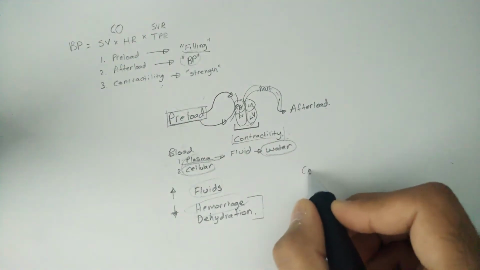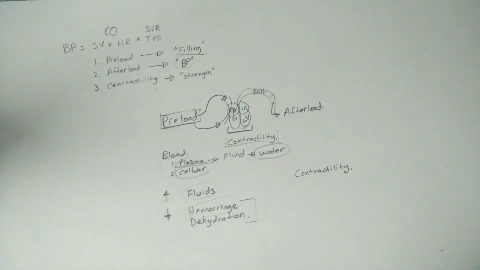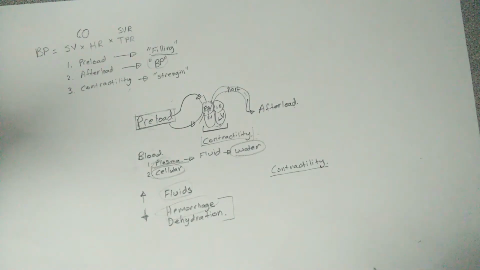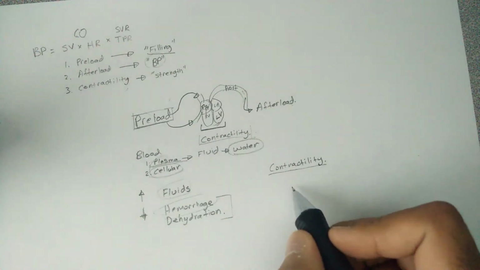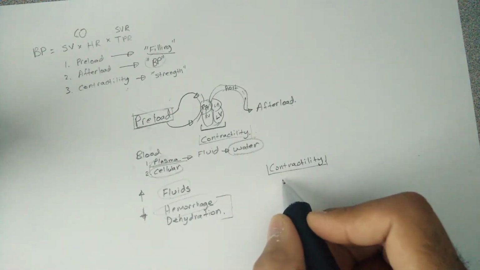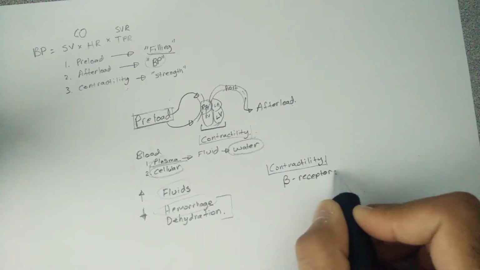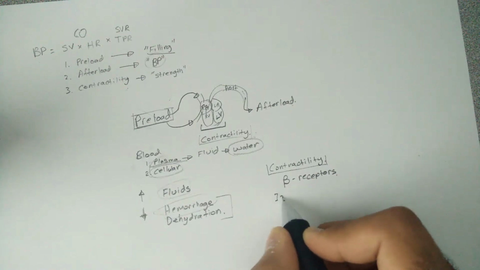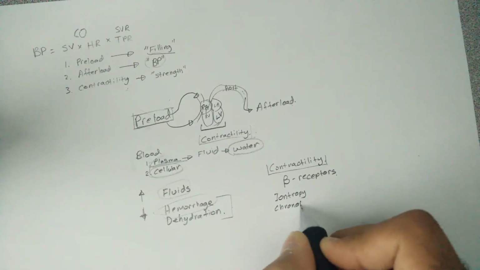So contractility is going to be how hard the heart is pumping, okay? And so this is a little bit more elusive to think about. So how hard it's pumping, or the oomph, or the strength of contraction. And so what determines contractility? Well, one of the receptors that we find on the heart are the beta receptors. If we stimulate these beta receptors, then we can increase both inotropy and chronotropy. And these are terms that you have to know.